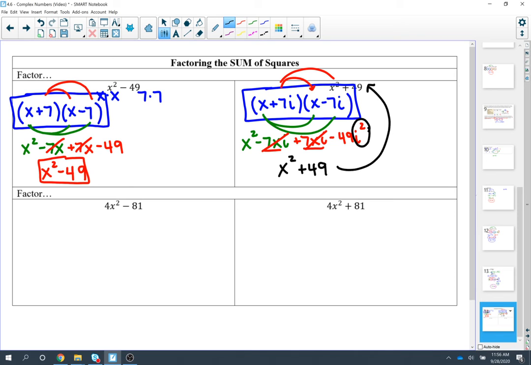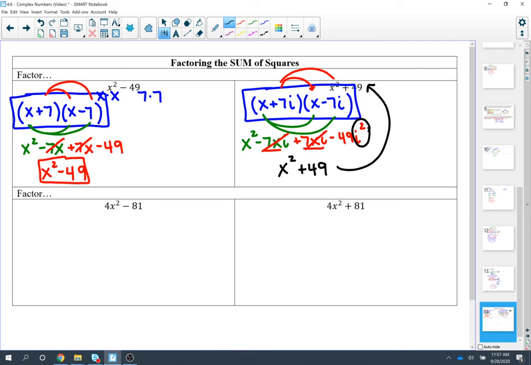X squared plus 49. So when you're factoring the sum of squares, it's very, very similar to the difference of squares, except on your second term, behind your plus sign, and when you have your plus 7 and minus 7, you put an i, so that that i squared will flip your negative into a positive.